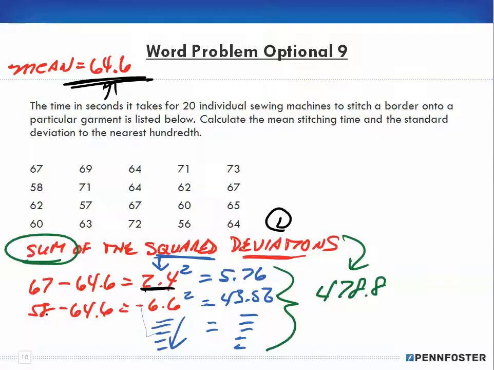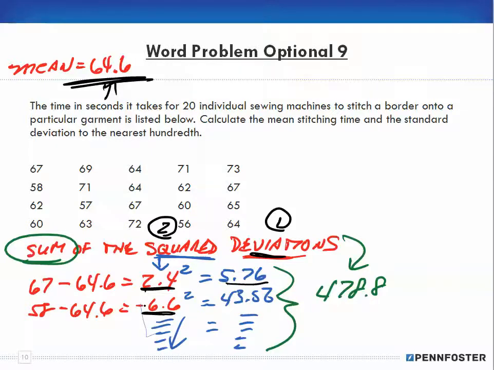I took 58 minus the 64.6, and I end up with a minus 6.6. So those are all of my deviations, number 1. Then the second thing I have to do is square each one of those deviations. So I take the 2.4 and square it, which gave me 5.76. I take the minus 6.6 and I square it, and that gives me 43.56. Remember, a minus times a minus is a positive.